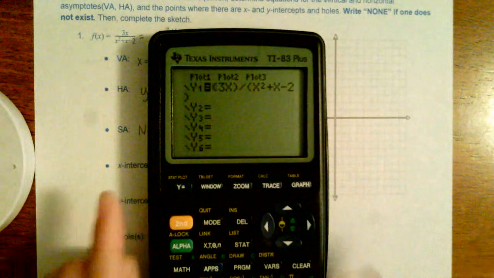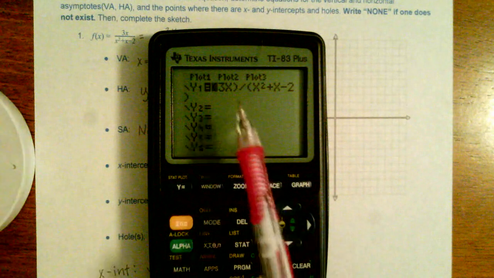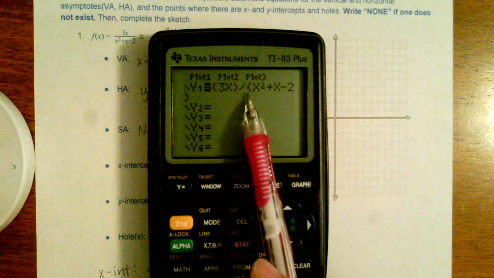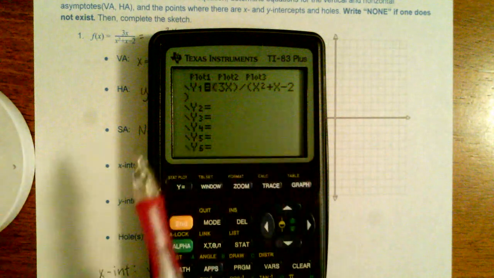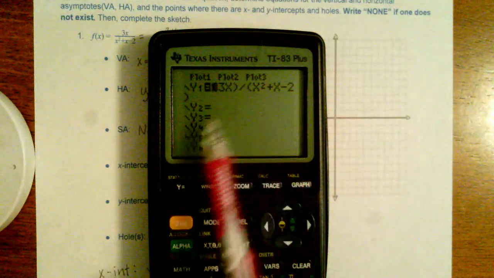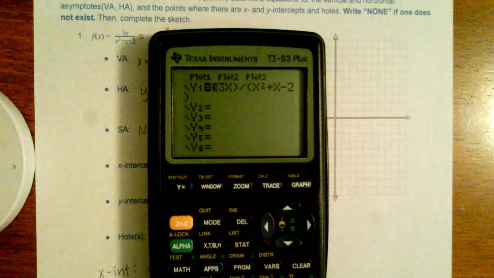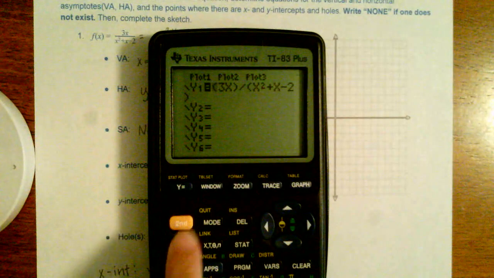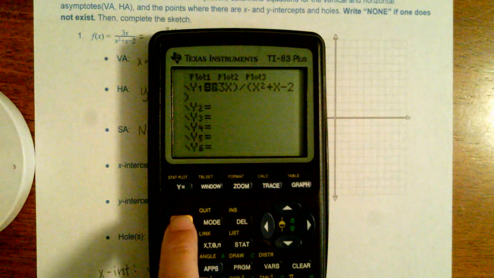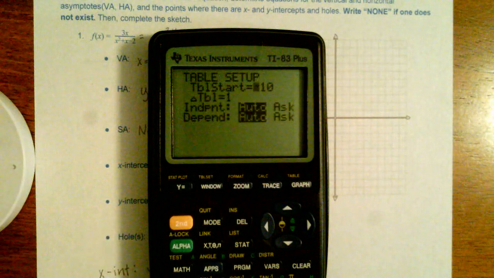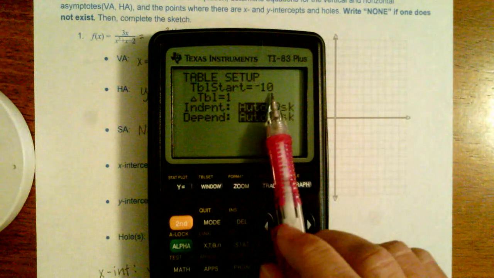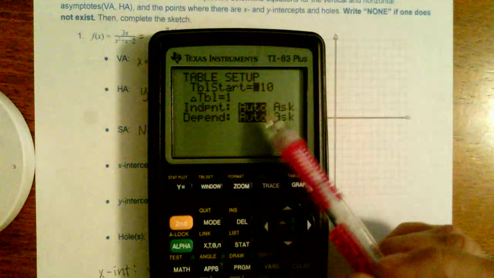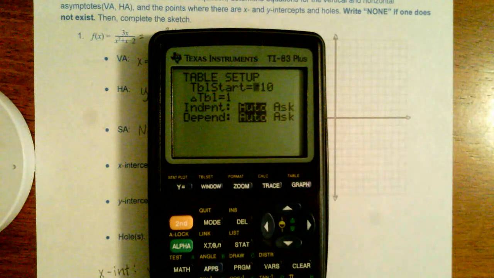So I'm going into my calculator. Very important, I put the numerator in parentheses and then I divide by the denominator in parentheses. I also put this as my original function, not my factored function, in case I made a mistake. So next, I go into table set, which is second and window. I want to start my table at -10 and have my step be 1. I also want both of my choices on auto.